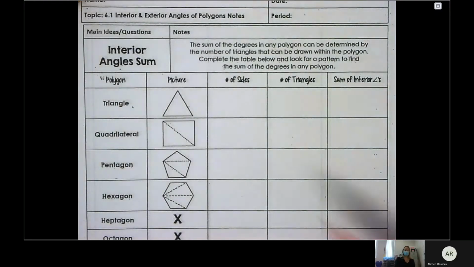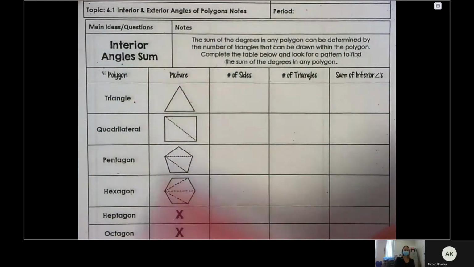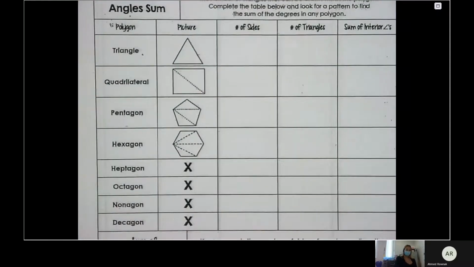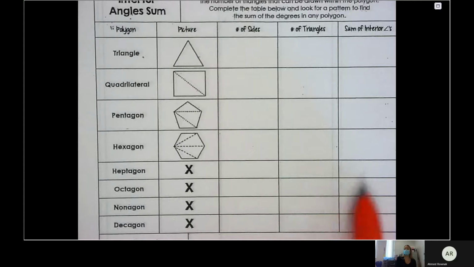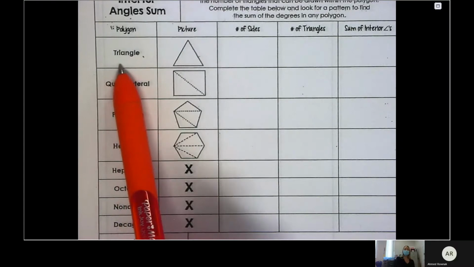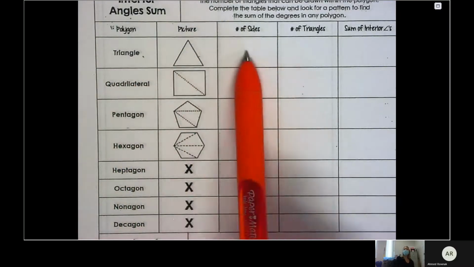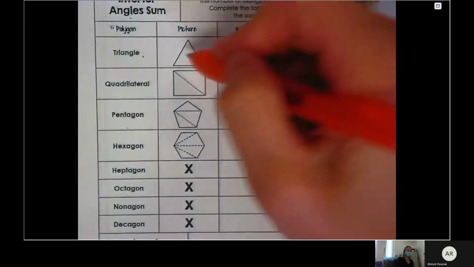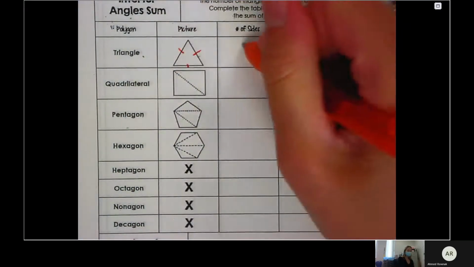So we're going to go through. I've got a list of polygons here. I've got some pictures. We're going to write down the number of sides, the number of triangles, and we're going to see if we can figure out a pattern as we're working our way through. Okay. So first one is a triangle, which I know you've seen before. Here's a picture of it. How many sides are in a triangle? 3, right? Here's 1, 2, 3 sides in a triangle.